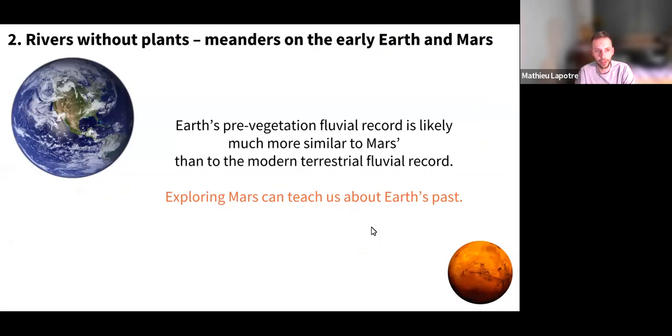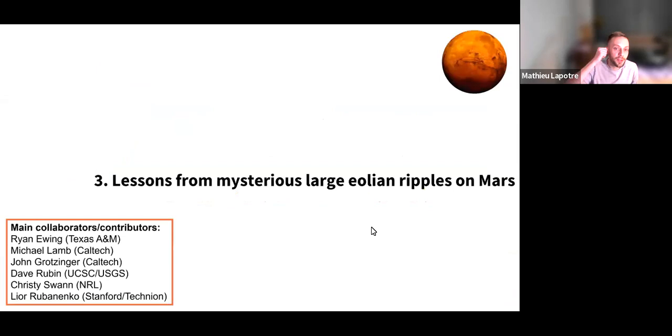modern terrestrial fluvial record. But unfortunately, most of that record on Earth was lost largely to plate tectonics or altered by metamorphism and deformation, whereas it is still sitting at the surface of Mars in a near pristine state. So exploring Mars can really teach us about Earth's past in ways that Earth simply cannot anymore. And so finally, we are going to stay on Mars for a little bit for my third and last example.